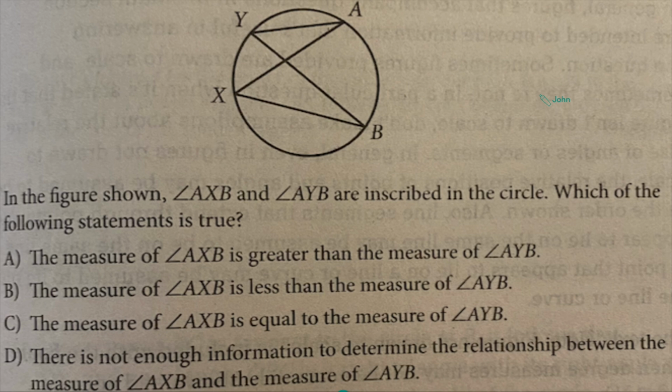In the figure shown, angle AXB and angle AYB are inscribed in the circle. Which of the following statements is true? So angle AXB and angle AYB are both inscribed angles that intersect the arc AB, which means that each of them must have an angle measure equal to half of the measure of arc AB, and so they're equal to each other.